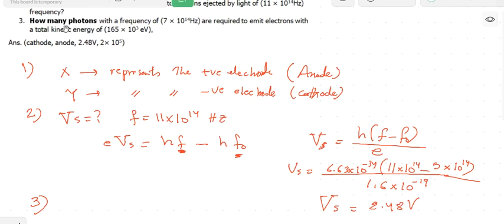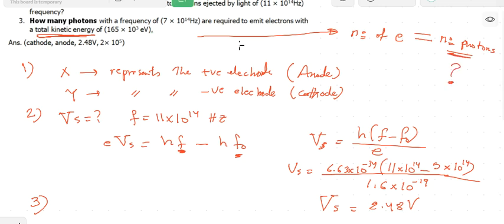How many photons with frequency 7 times 10 to the power 14 are required to emit electrons with total kinetic energy 165? So here the given total kinetic energy is not for one electron, it's for many electrons. The key to solving this question is to know that the number of electrons or photoelectrons emitted is always equal to the number of photons used in photoelectric emission. You get the idea? If we can find the number of emitted photoelectrons, we can say they are equal.